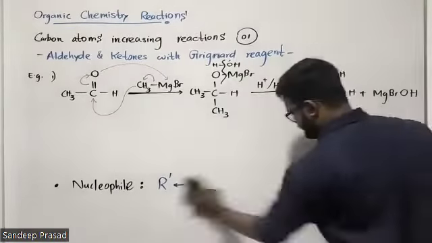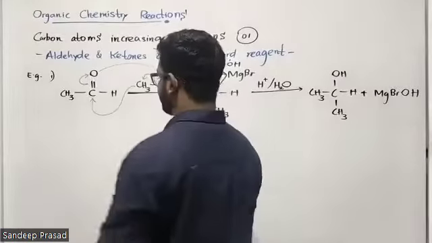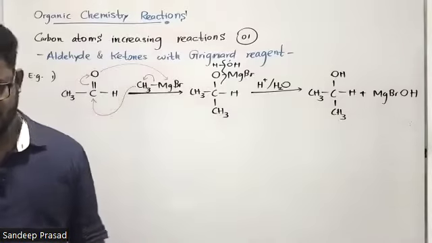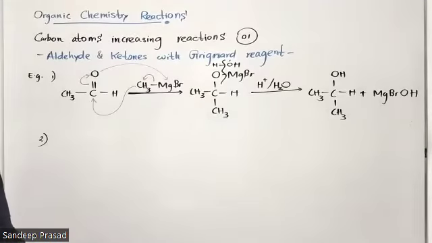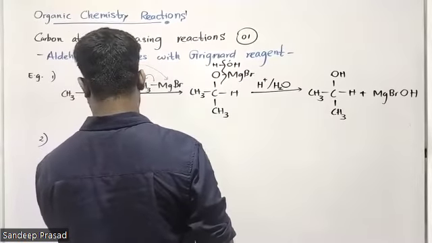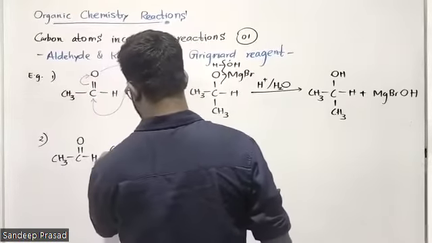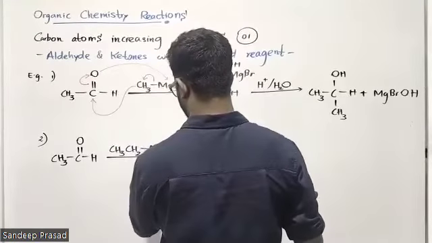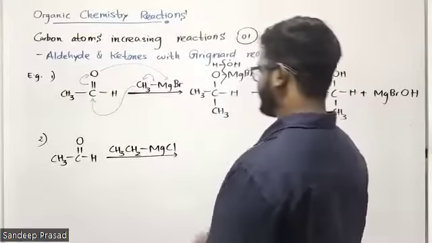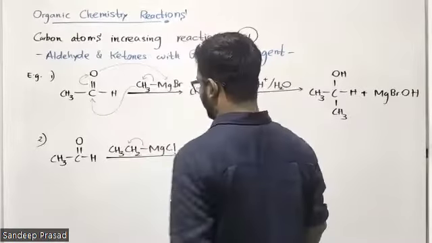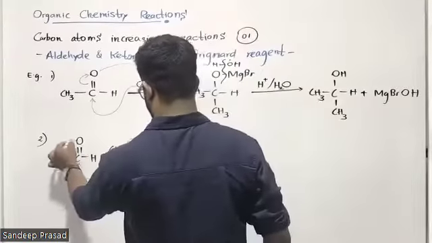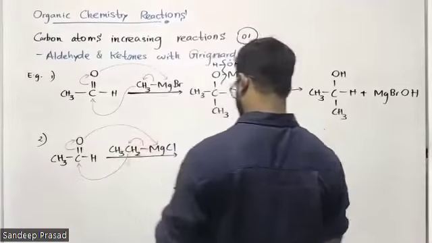Second example with me. Don't worry, at the beginning these things can be difficult for you, but with time, with practicing these things, everything will be normal. CH3, C double bond O, H. We are adding the Grignard reagent CH3CH2MgCl. Then what will happen? The alkyl group is taking electrons, CH2 connecting here. The double bond is breaking and oxygen is taking electrons in this way.